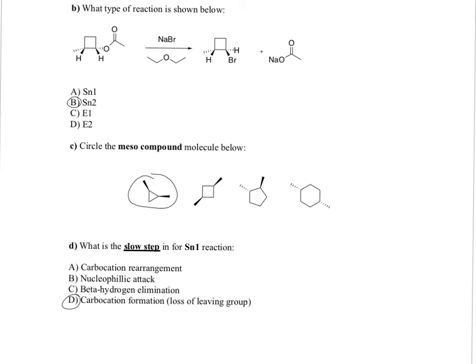D, what's the slowest step? Not a carbocation rearrangement, not a nucleophilic attack, not beta hydride. First of all, it's an SN1. It's always going to be carbocation formation. That's always going to be the slow step for these SN1 or E1.